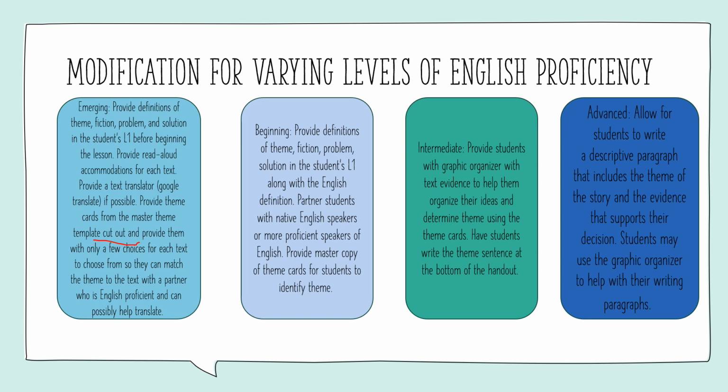For advanced students, they're going to use the theme graphic organizer, but I would have them write a paragraph. So taking their 3 points of evidence, using the problem, solution, how the characters grow, and what they learned, I would have them write paragraphs using that graphic organizer to really guide them. And so they could talk about the theme of the story is, in the story this happened, the character learned this, and I think the theme is this, and they could really expand on their thinking and writing skills.